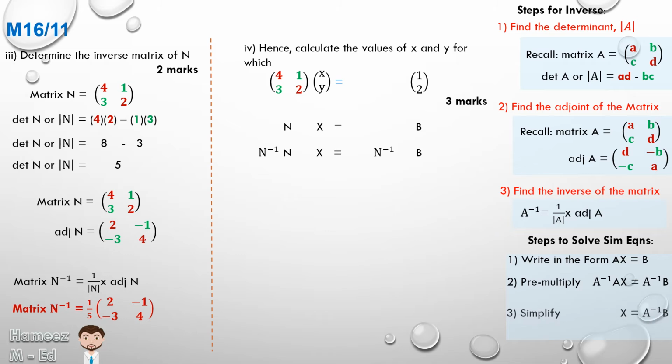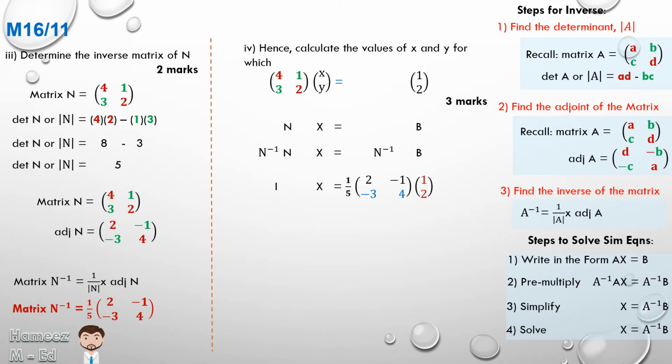Part 3 now, simplify. So how do we simplify? N inverse N, when we have two matrices multiplying by each other and one is the inverse of the other, then we will get the identity matrix I. So IX is equal to N inverse, we already have that from part 3, 1/5 by 2, minus 1, minus 3, 4, by B, and we know B is 1, 2. So now that we have substituted here, we can simplify and solve, which is part 4, our fourth step in solving simultaneous equations.